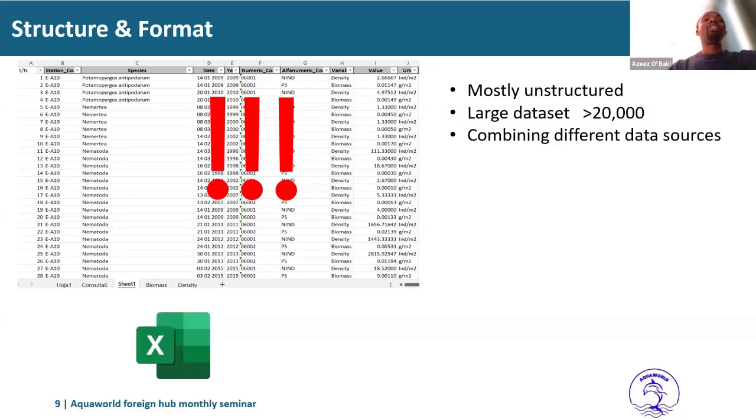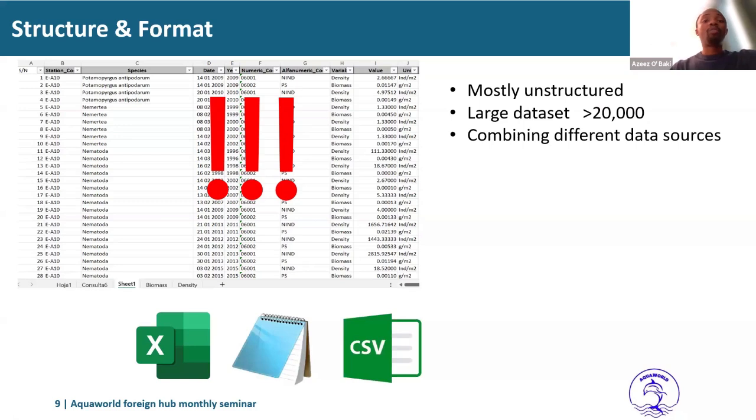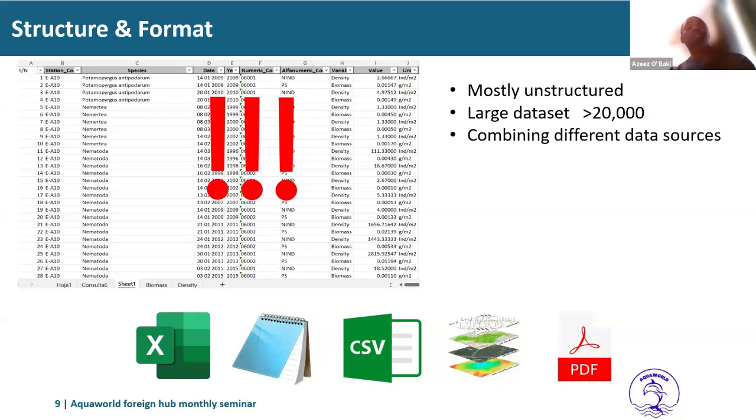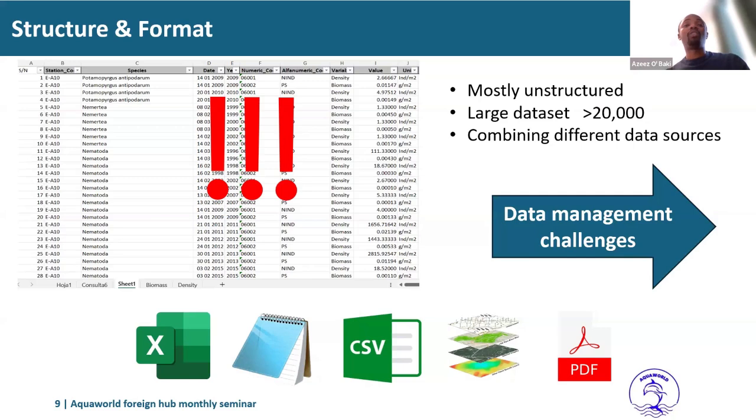Most of this data comes in different formats. We can have it in the form of Excel, Notepad, CSV, or even geographical data like spatial data. It can also come in the form of PDF. So you may have data from different sources and you need to combine them together to be able to use them. This leads to the management of the data, that is, the challenges that we can face when we have different data that we want to look into.